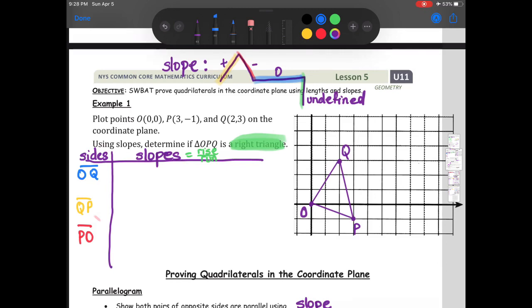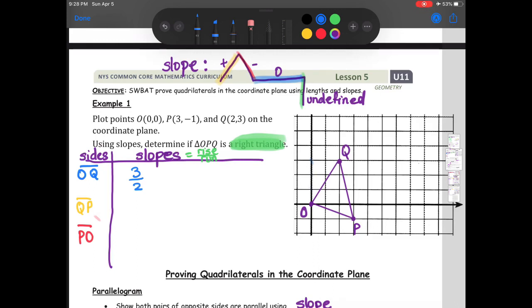So how much am I rising from O to Q? 1, 2, 3, 1, 2. So it is up 3, and the line is going what? Up. So it's 3 over 2, right?